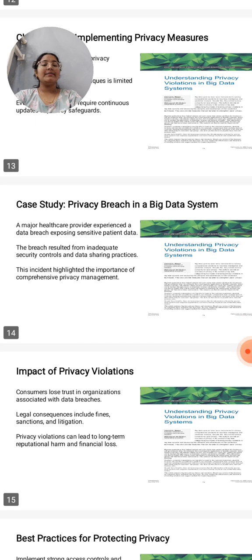The next slide is about case study. Privacy breach in a big data system. A major healthcare provider experienced a data breach exposing sensitive patient data. The breach resulted from inadequate system security controls and data sharing practices. This incident highlighted the importance of comprehensive system privacy management.